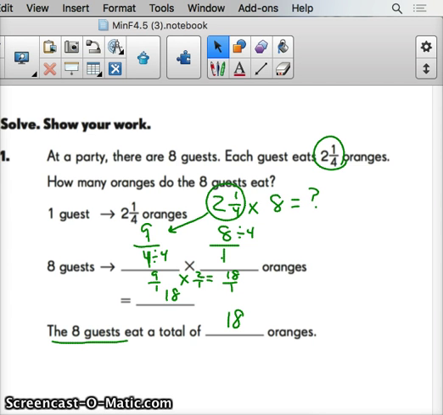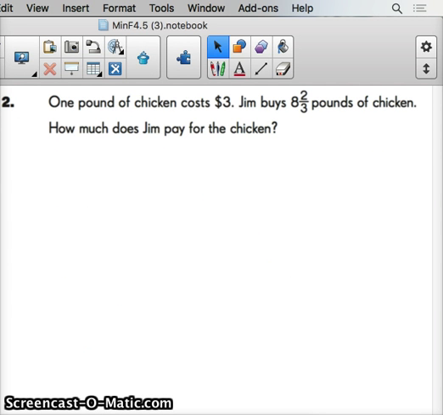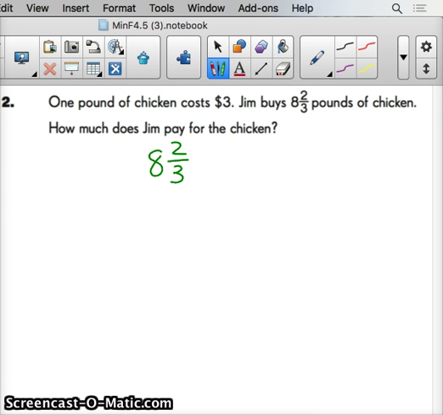Okay? So, real quick, I'll just go over number 2 for you. 1 pound of chicken costs $3. Jim buys 8 2/3 pounds of chicken. He buys quite a bit. How much does he have to pay? Okay, well, I need to put that into a number equation. And I know it's $3 for each one. That's step 1.